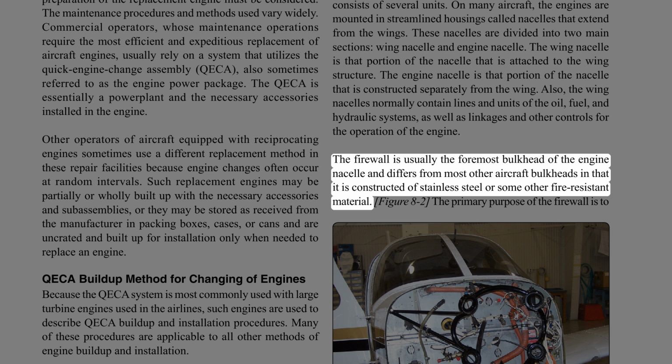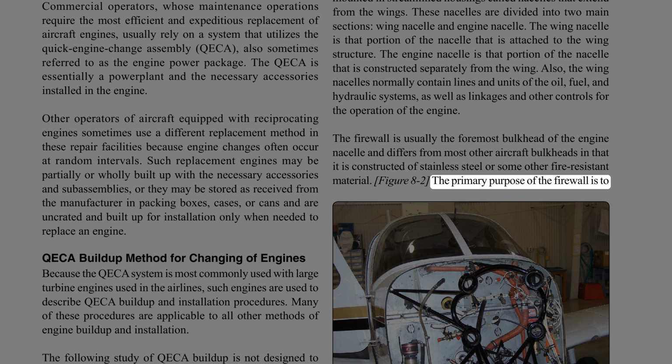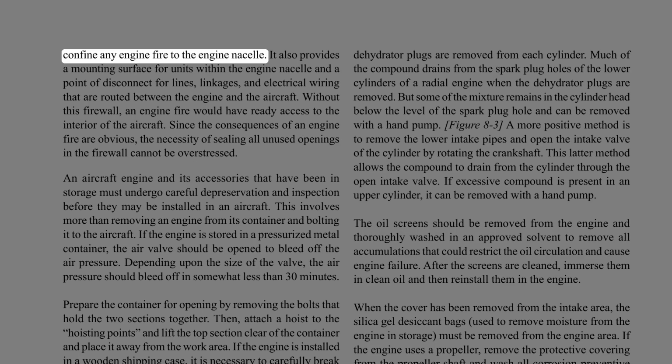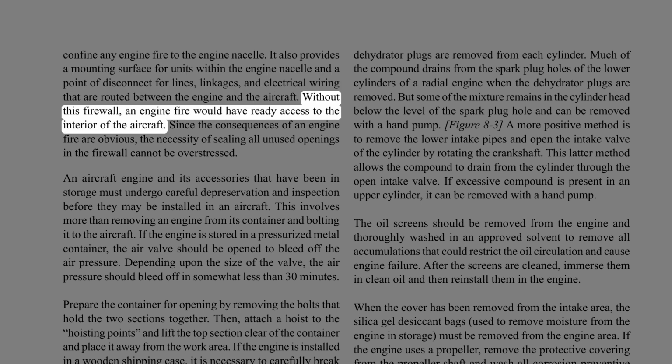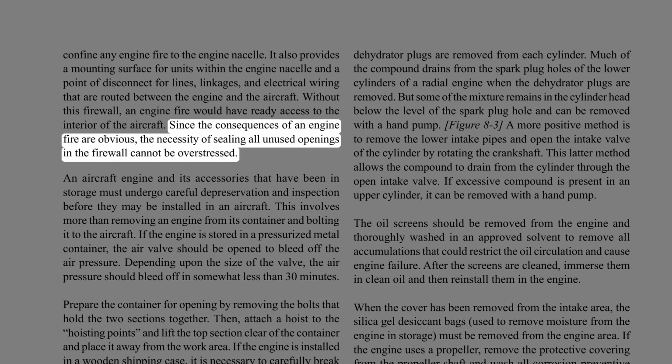The firewall is usually the foremost bulkhead of the engine nacelle and differs from most other aircraft bulkheads in that it is constructed of stainless steel or some other fire-resistant material. The primary purpose of the firewall is to confine any engine fire to the engine nacelle. It also provides a mounting surface for units within the engine nacelle and a point of disconnect for lines, linkages, and electrical wiring that are routed between the engine and the aircraft. Without this firewall, an engine fire would have ready access to the interior of the aircraft. Since the consequences of an engine fire are obvious, the necessity of sealing all unused openings in the firewall cannot be overstressed.